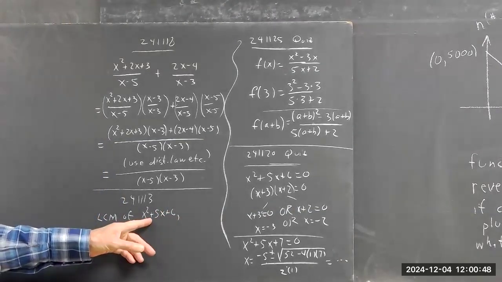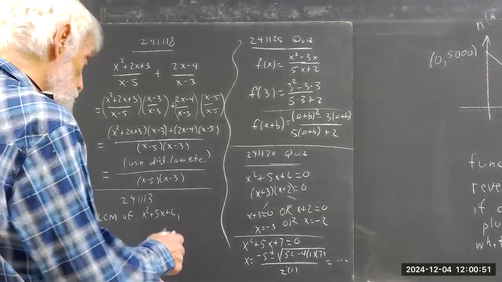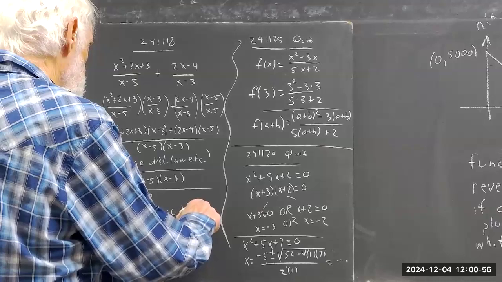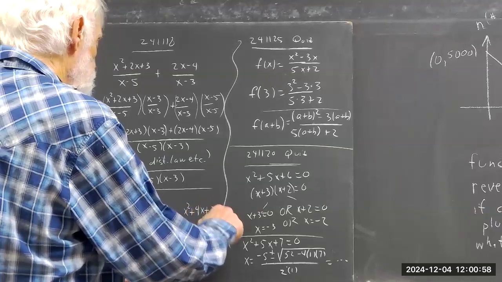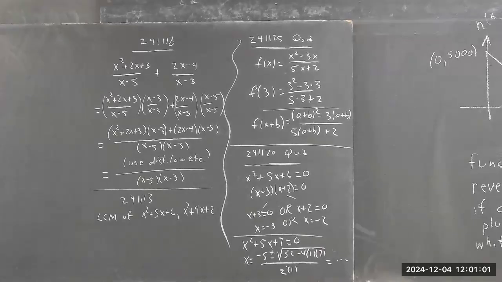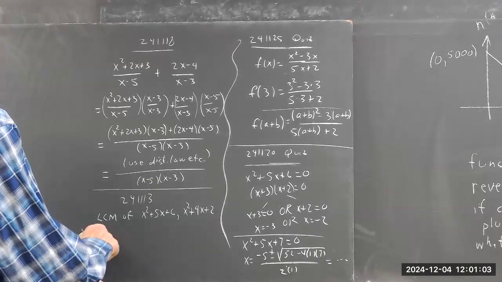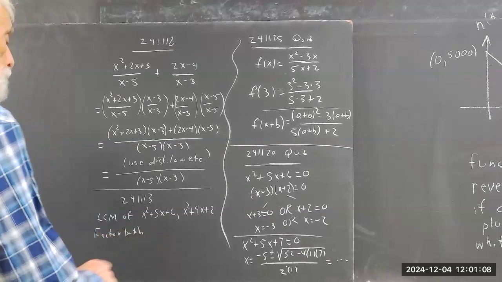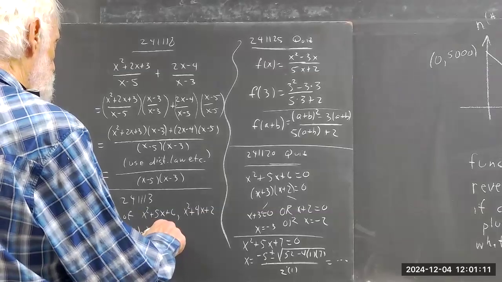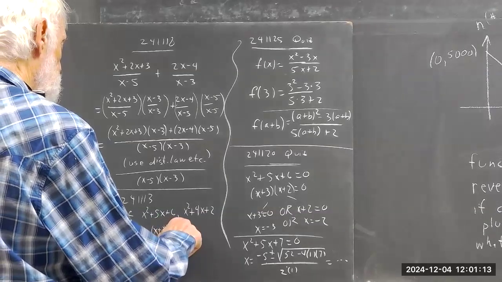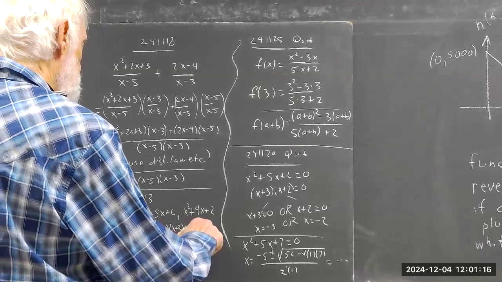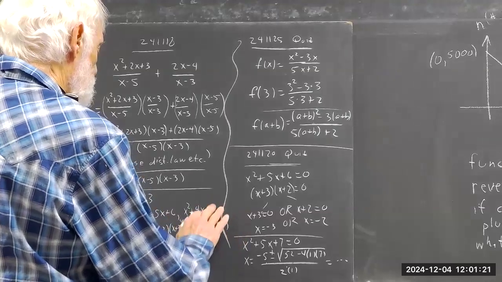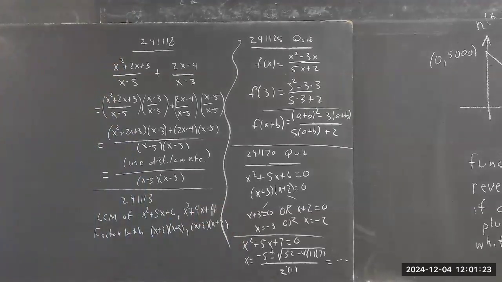So let's find a common multiple of x squared plus 5x plus 6 and x squared plus 4x plus 4. We factor both of these, and we get x plus 2 times x plus 3, and x plus 2 times x plus 2. Except that should have been 4 there, not 2. Okay.